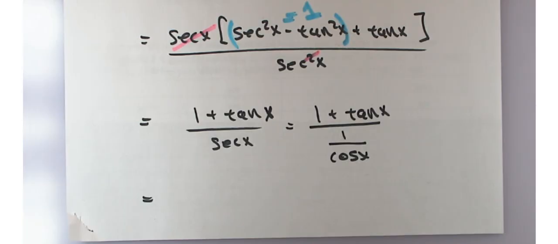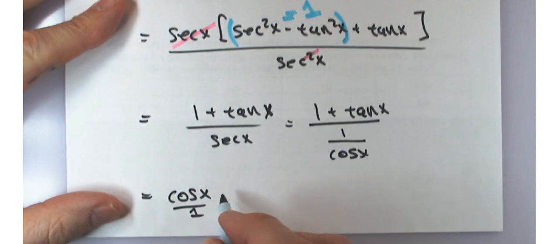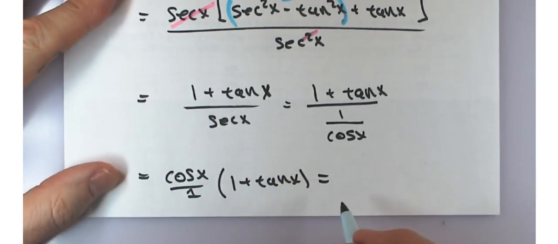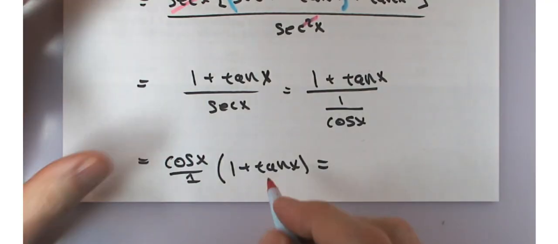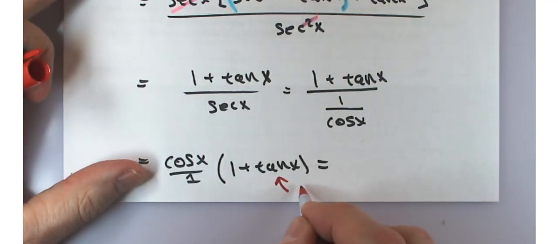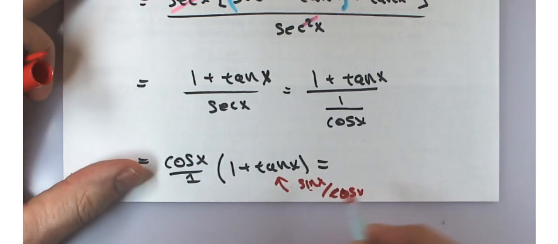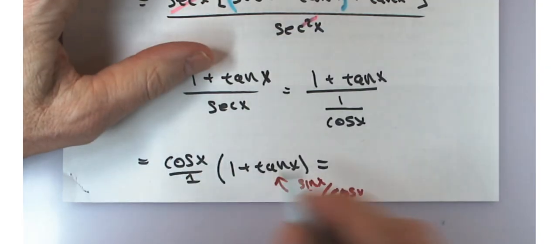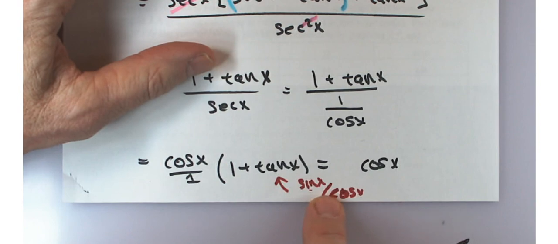So, okay, that's going to be cosine of x over 1, if you want, times 1 plus tangent of x. But tangent of x is what over what? Close. Sine over cosine. Sine of x over cosine of x. So when I distribute this, what happens? I get cosine of x, and then cosine times sine of x over cosine of x. What's going to happen with those cosines of x?